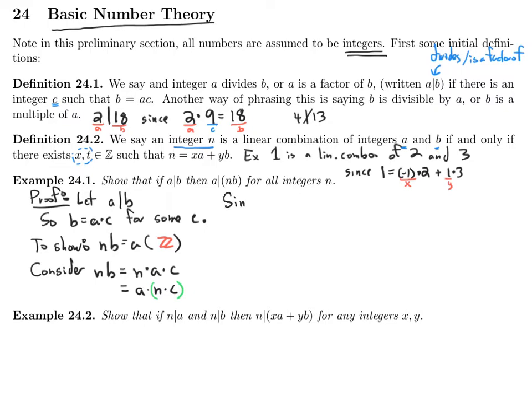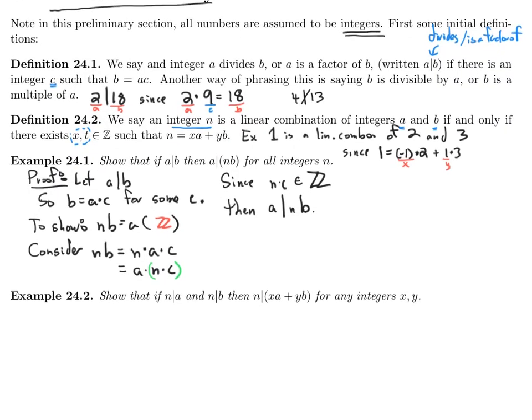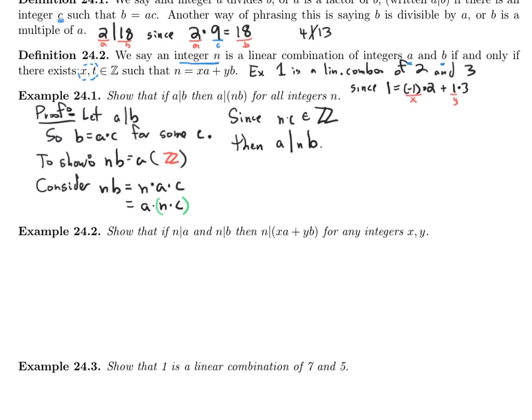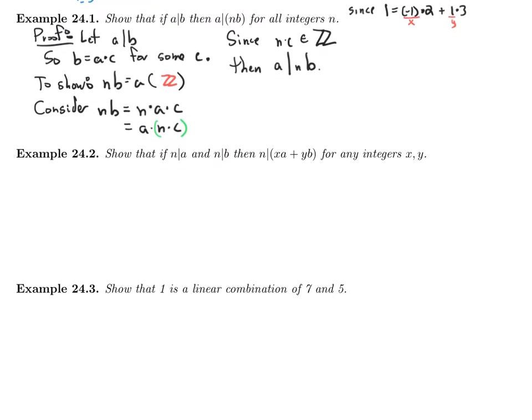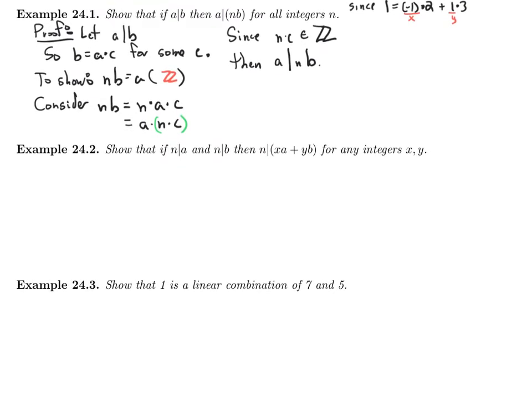So since N times C is indeed an integer, the product of two integers is an integer, then A is indeed a factor of N times B, because we wrote N times B as A times some integer. So that's example 24.1. Let's try the next one.